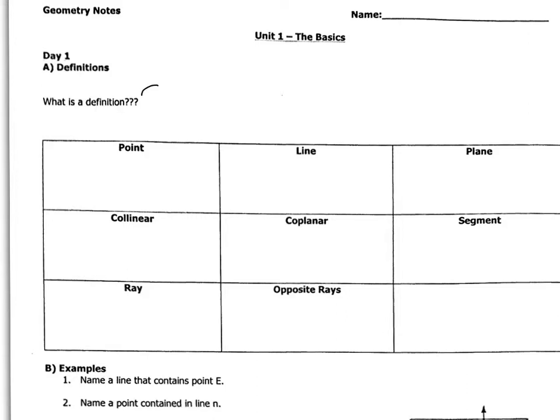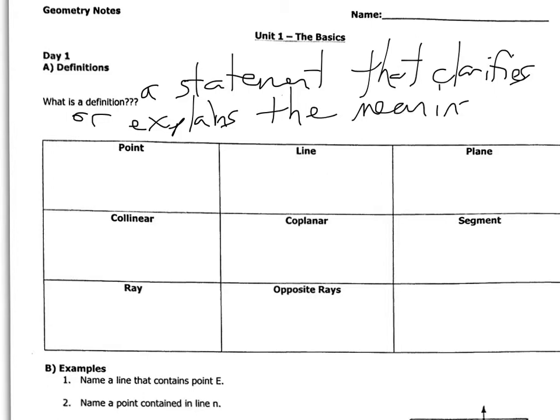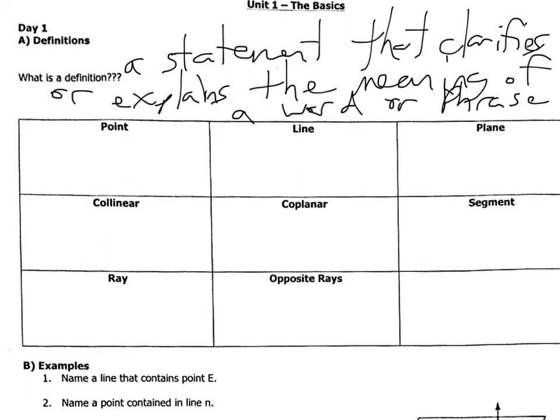A definition is a statement that clarifies or explains the meaning of a word or phrase. A lot of things in geometry have to do with definitions, and so I say, what is a definition? You think it's common sense, and a lot of you know what a definition is, but I think it's important to put it into words. Okay, so we're going to define some of these things. We did an in-class activity, but we'll just go ahead and define these now.